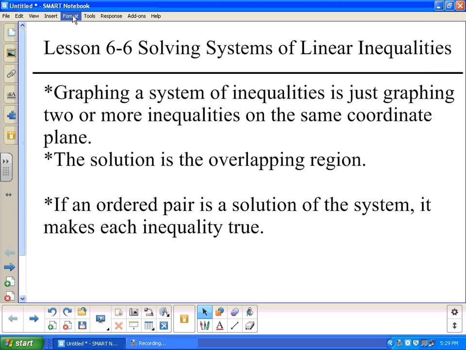The solution to a system of inequalities is simply the overlapping shaded, double shaded region. And to determine if you have a solution of the system, you just need to make sure it makes both inequalities true. Let's graph some examples.